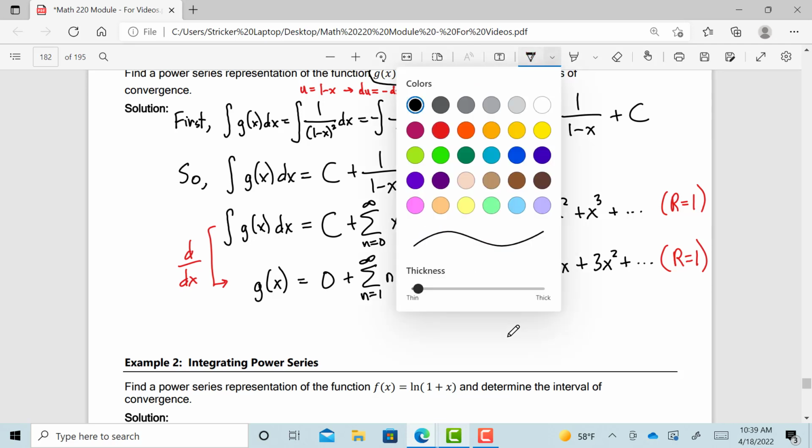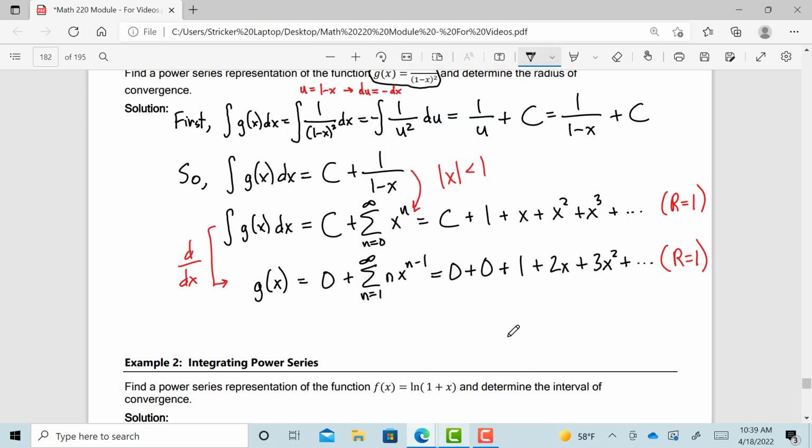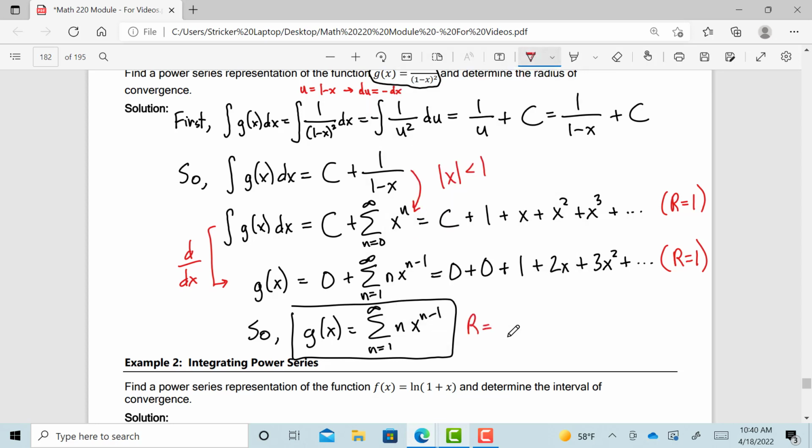Let's go ahead and rewrite this just so everything looks nice and clean. So our g of x is equal to the sum from n equals 1 to infinity of n times x to the n minus 1. And then we can write our interval of convergence as 1. Okay, so that's how we can use taking the derivative to find a power series for a function.